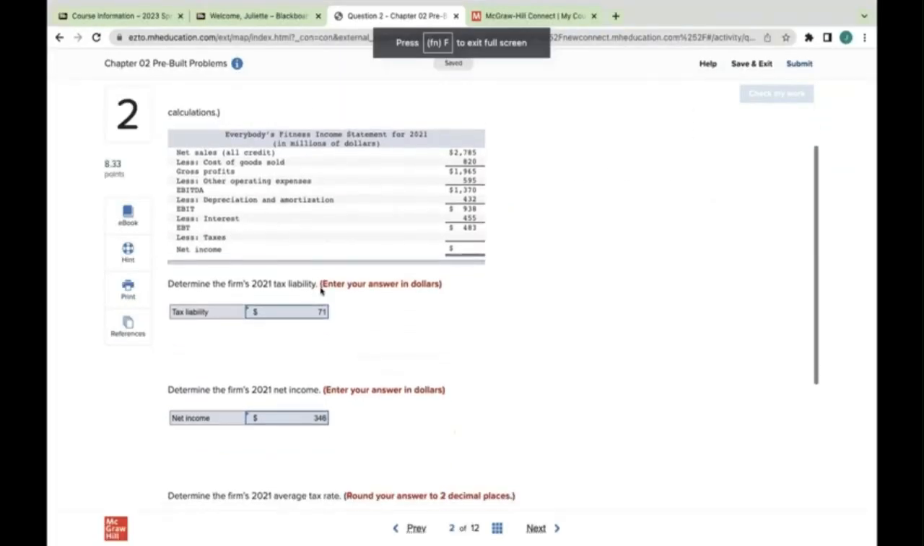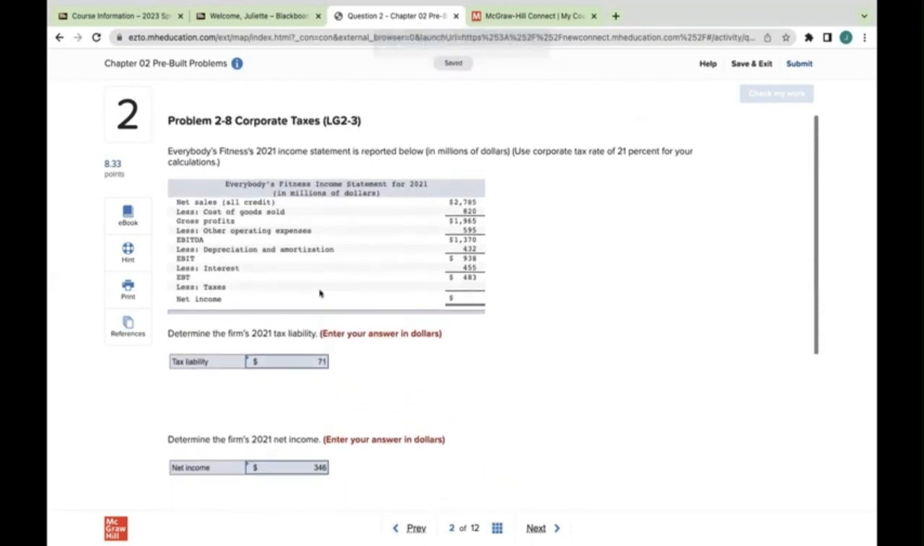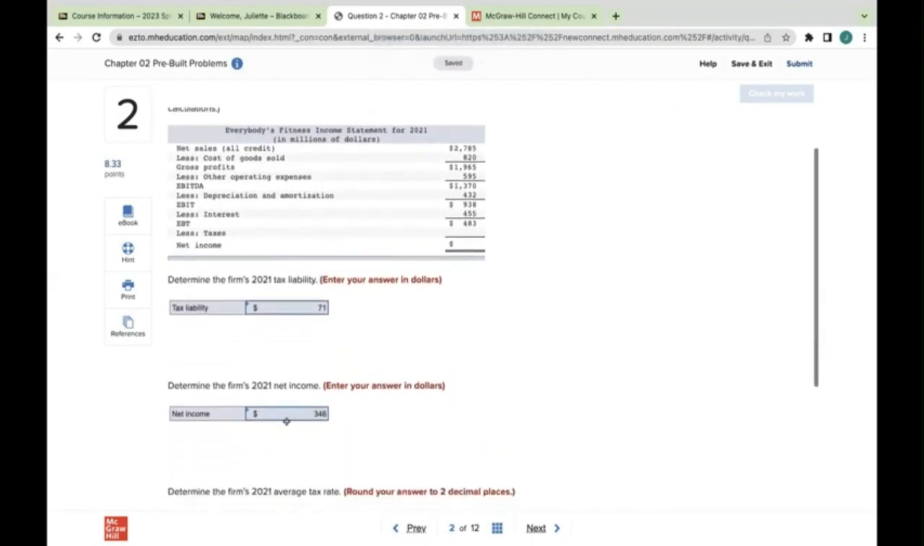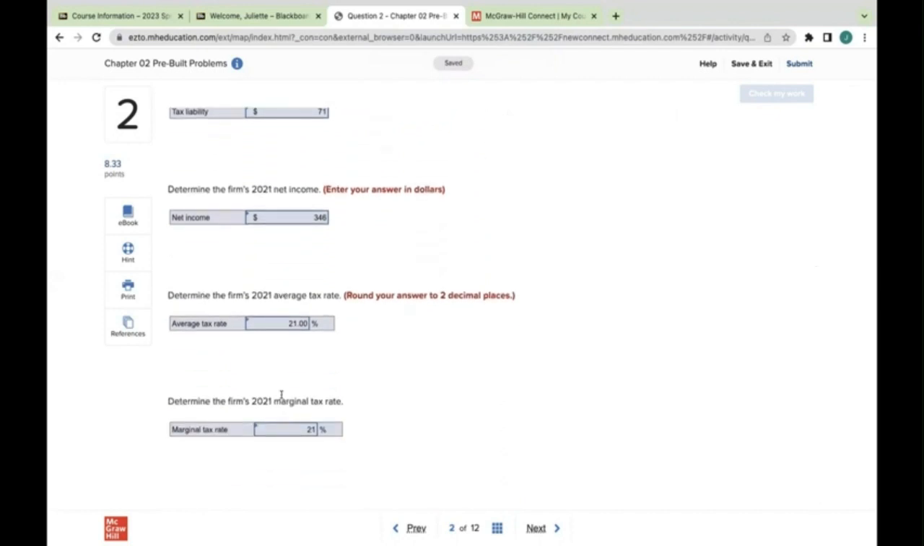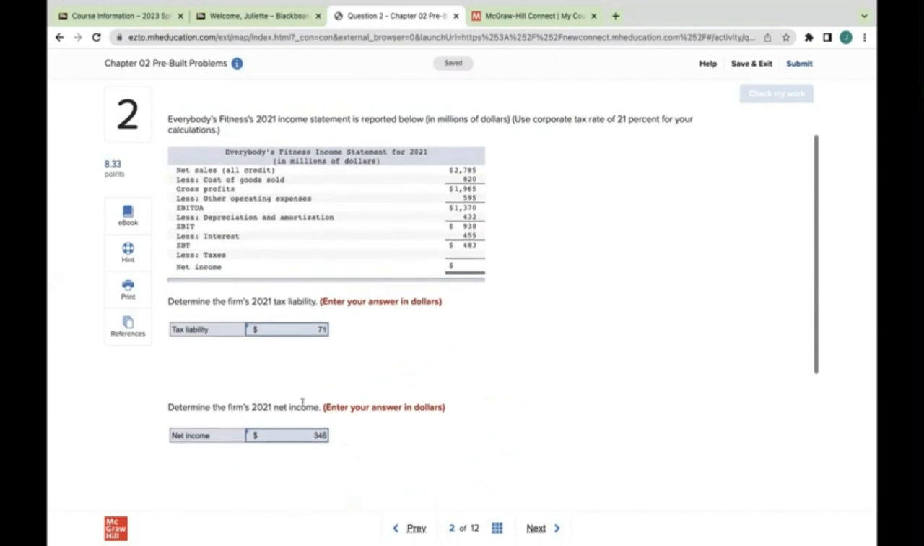It's this one, and basically I always get the first two wrong. It's weird to me because I always calculate the average tax rate and marginal tax rate as 21, which should be right. So the first thing I do is take EBIT. EBIT, yeah. This is corporate, okay. Use corporate tax rate of 21% for your calculations.